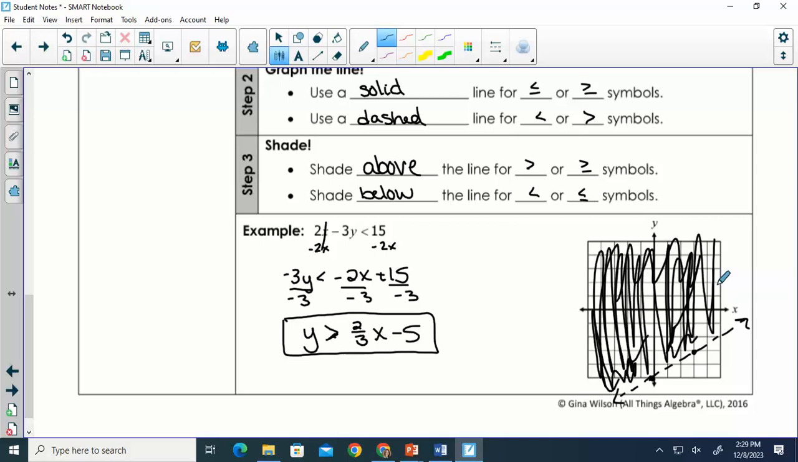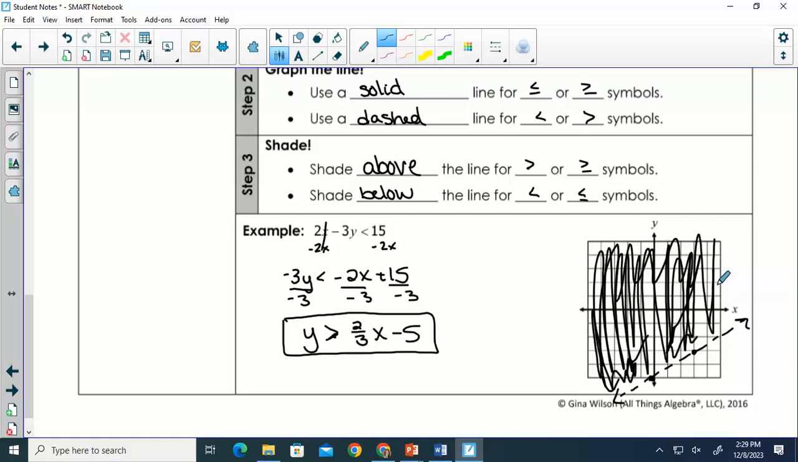If, for instance, we put in 0, 0, is 0, 0 in the shaded part? Yeah, it's in my shaded area. Let's plug it in. If I would have 0 is greater than negative 5. Is that true? Is 0 bigger than negative 5? Yes. So 0, 0 works. It's in the shaded region.